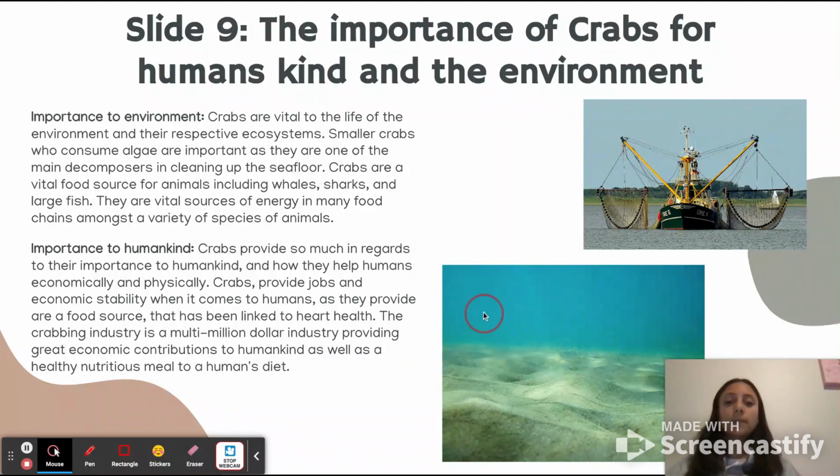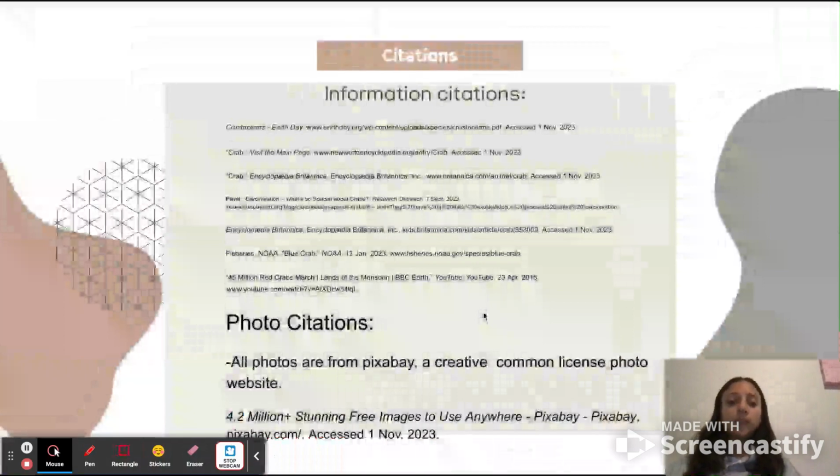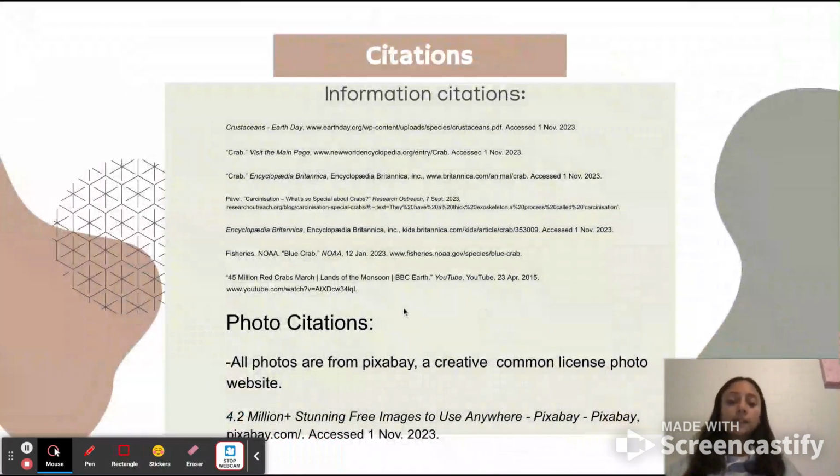The next slide is going to go over my citations for my information and my photo citations, which are all from a website called Pixabay, which is a Creative Commons licensed photo website.